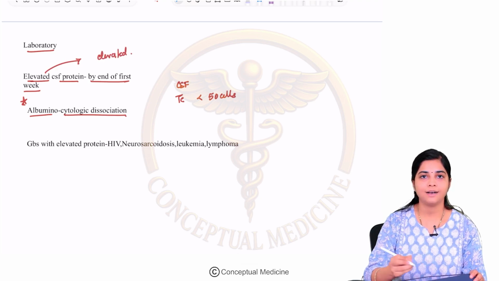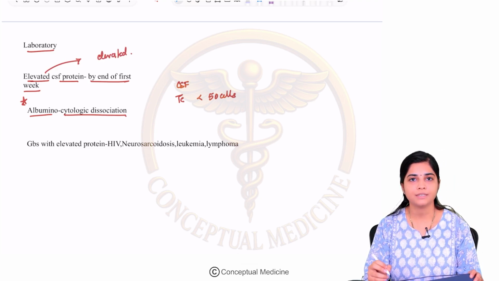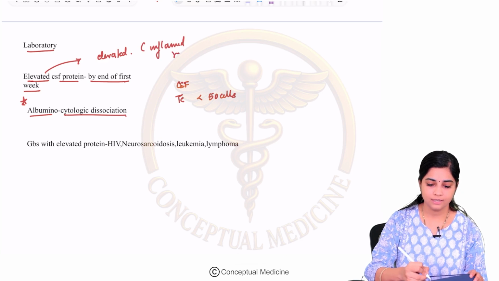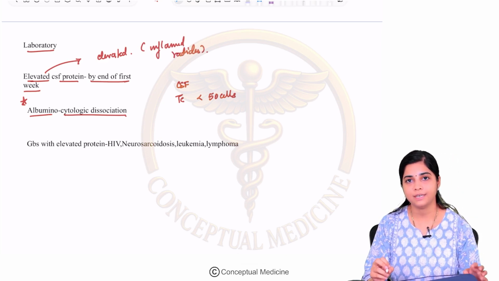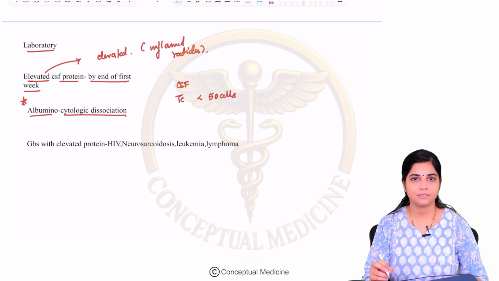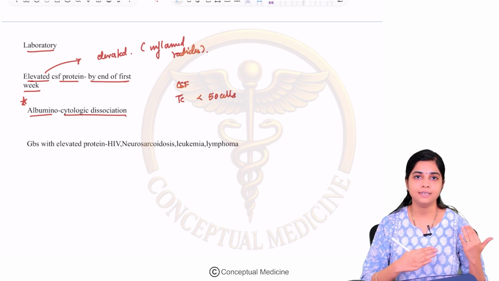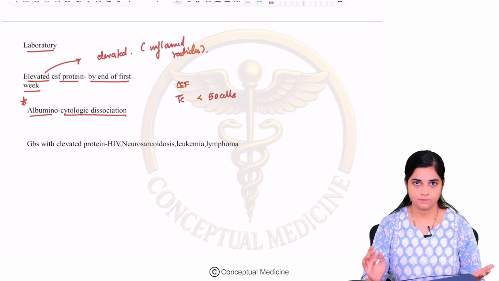Now, why is that so? That is because these proteins are produced by the inflamed radicals. The inflamed radicals are the ones which produce proteins, and hence you have proteins within the CSF, but it's not an infection within the CSF, so total counts are usually low. And this is what we call albuminocytological dissociation.